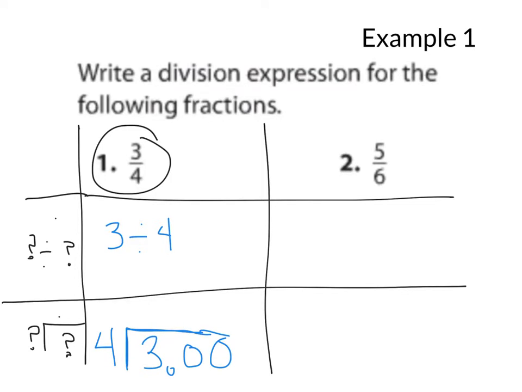Up here for 5/6, I read this 5 divided by 6, and I would write that 5 divided by 6. Here is 5 divided by 6. And we put a decimal and 2 zeros to get used to it. And once you're done writing this, we can go on in 3, 2, 1.